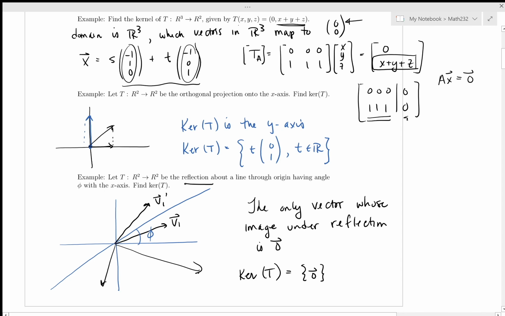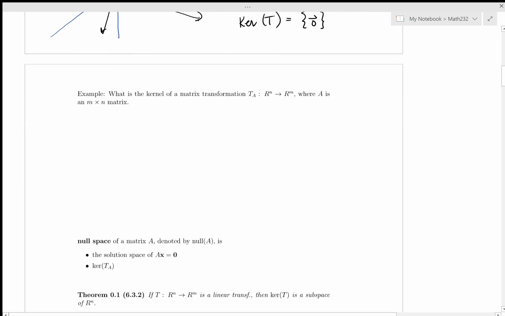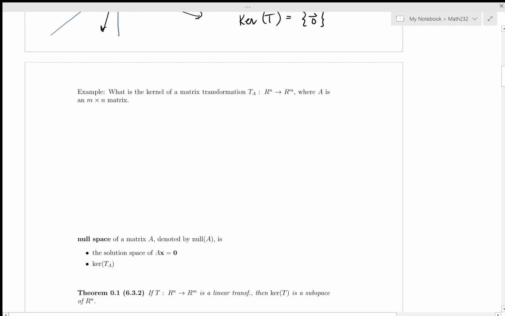Okay, so the kernel is simply which vectors, when acted upon by the transformation, result in 0. Okay, so what is the kernel of a matrix transformation Rn to Rm, where A is an m by n matrix? We sort of had a bit of a hint of this coming sooner. This is the solution space of Ax equals 0.